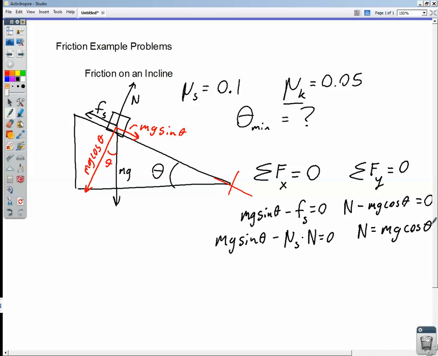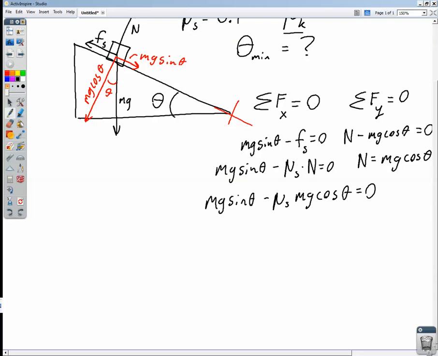So substituting mg cos theta in for the normal force, we end up with mg sine theta minus the coefficient of static friction times mg cos theta equals 0. So reminding ourselves again, we're solving for theta here. So let's go ahead and move the mu mg cos theta over to the other side. So we've got mg sine theta on the left of the equal sign. We have mu sub s mg cos theta over on the right. And here's where we see we've got an m on both sides. We also have a g on both sides.